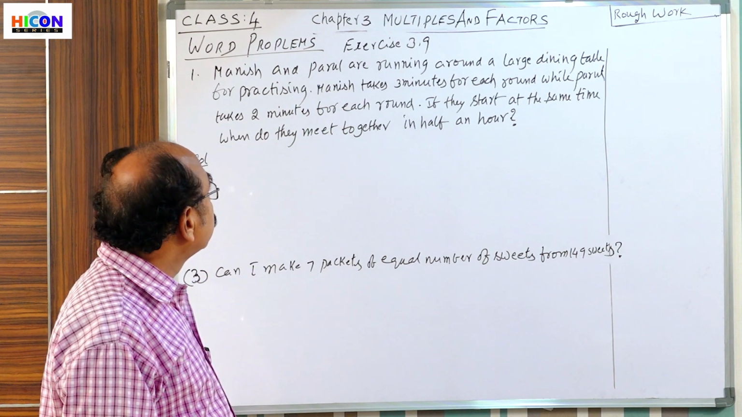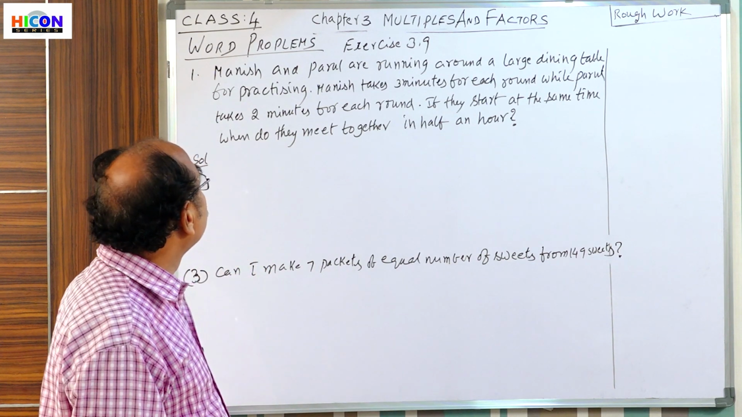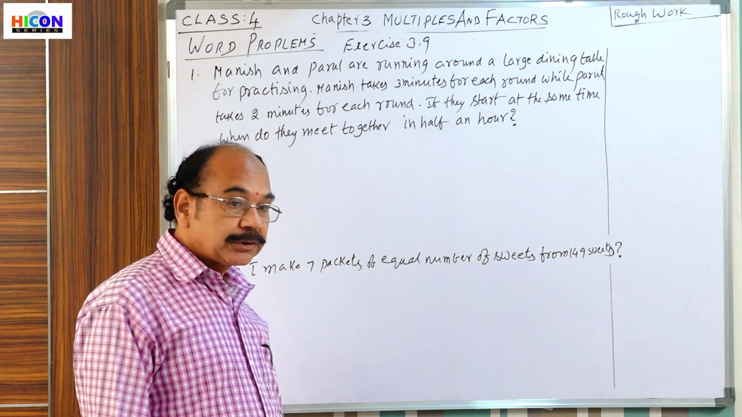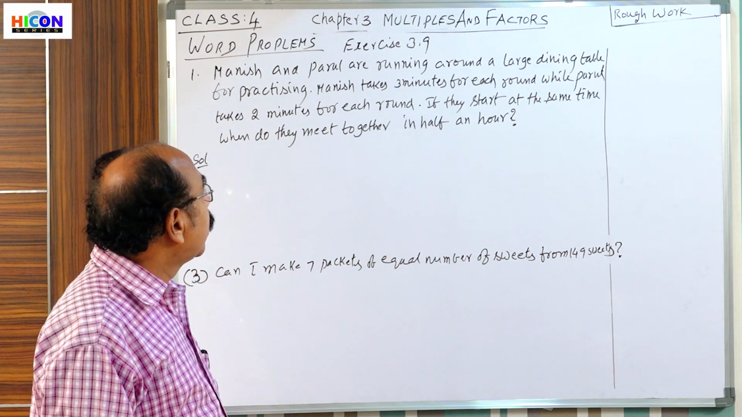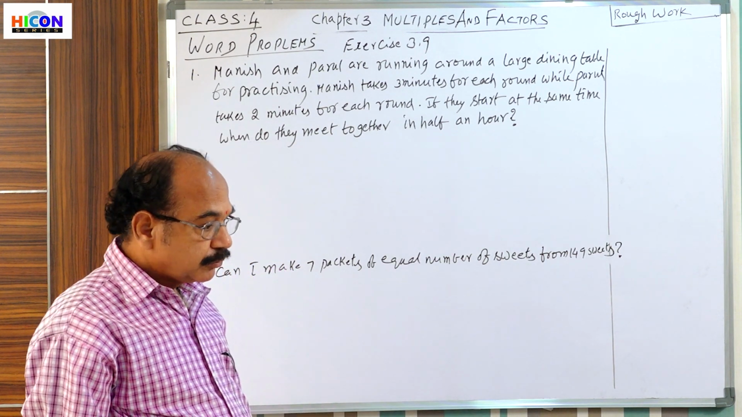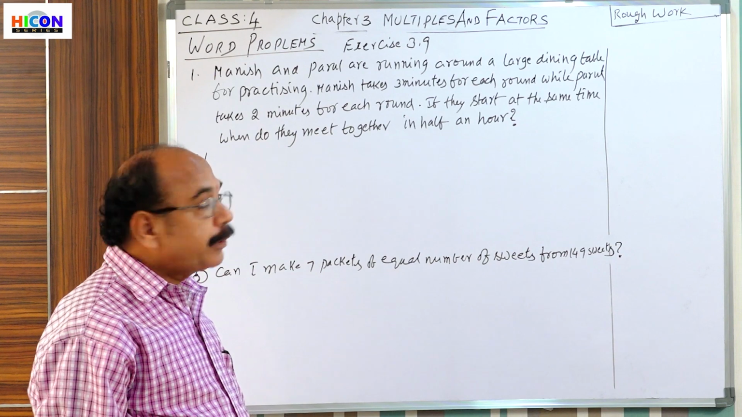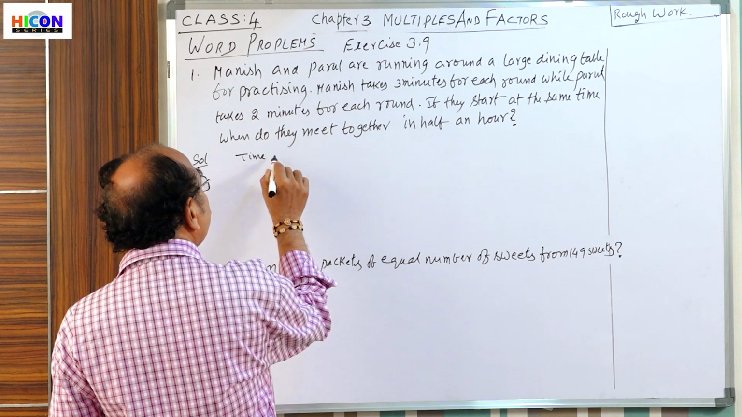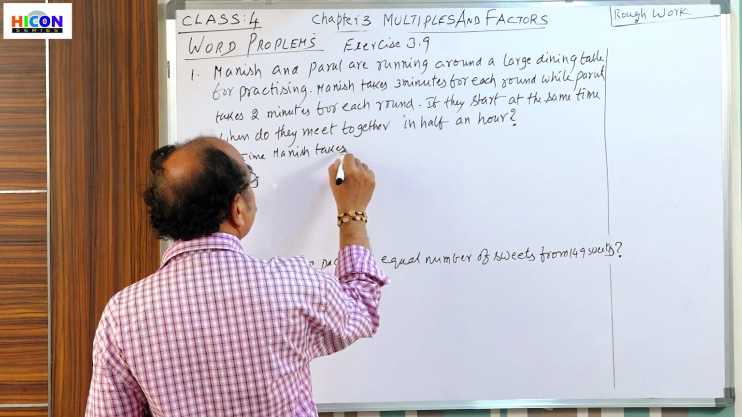This is the question. You have read the question now. Observe what is given and what is asked. Around the dining table, the two persons, Manish and Parul, are running. Manish takes 3 minutes for each round. For each round, how much time is taken by Manish? 3 minutes only. So the time Manish takes for each round.